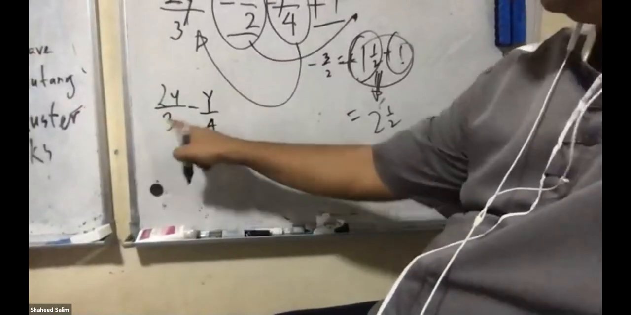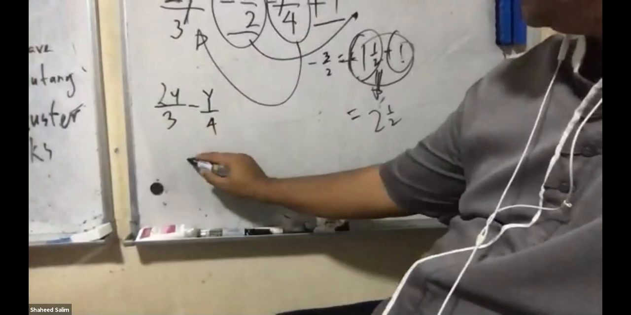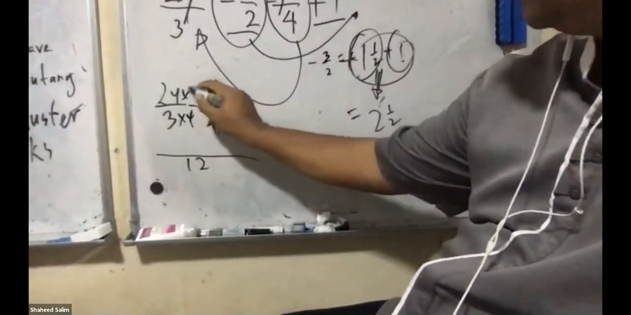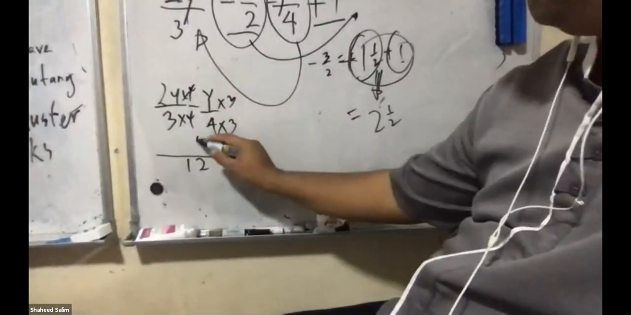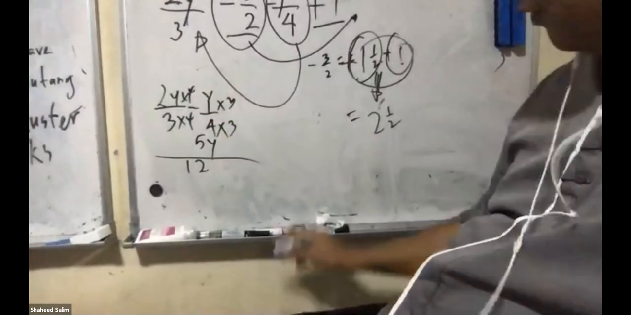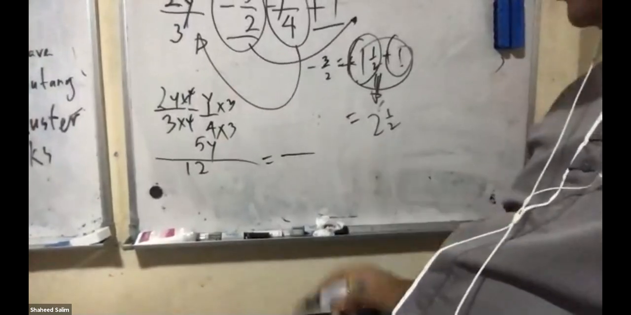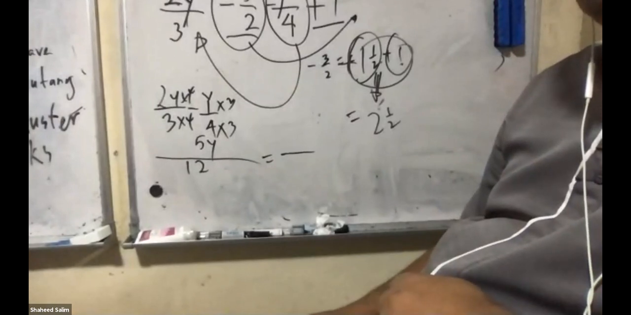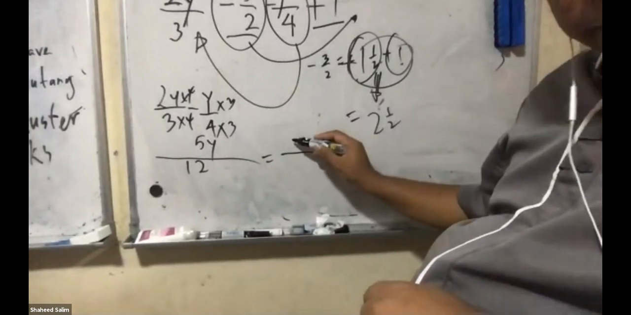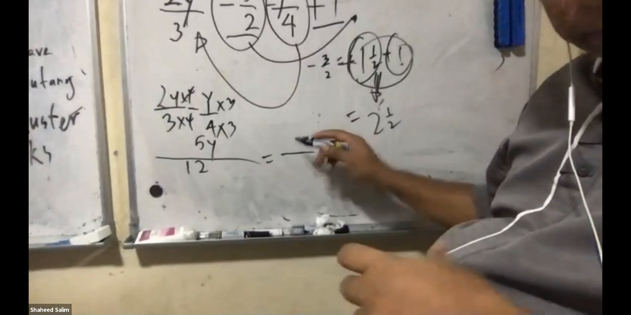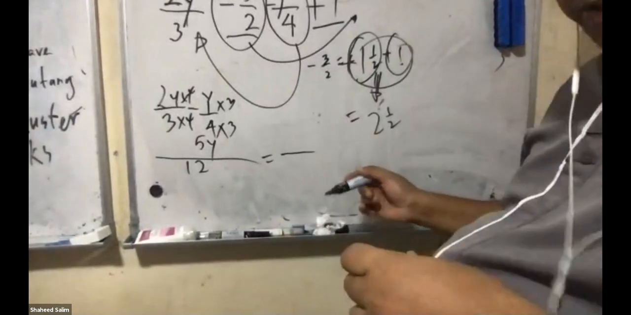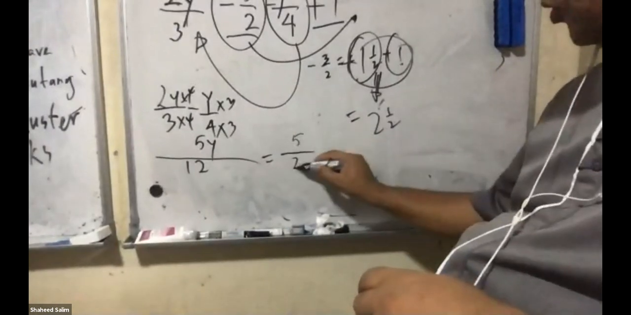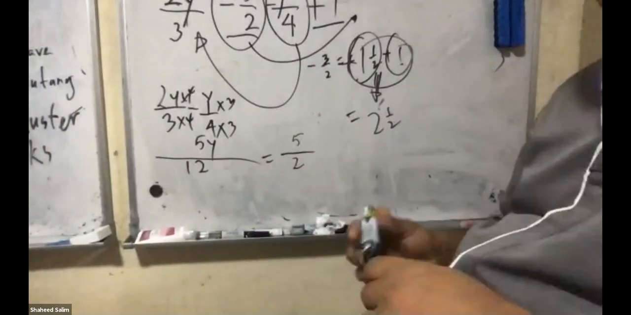First, you got this right. Then you got it over 12. You times this by 3, times this by 3, times this by 4, times this by 4. 8y minus 3y, 5y over 12. Congratulations, miss. Is equals to 2.5. What is 2.5 in improper fraction? Improper fraction, remember that? Just take 2 times 2 plus 1. 5 over 2.